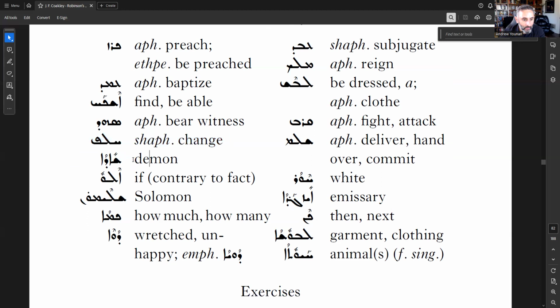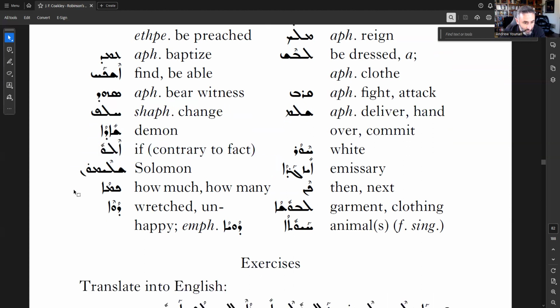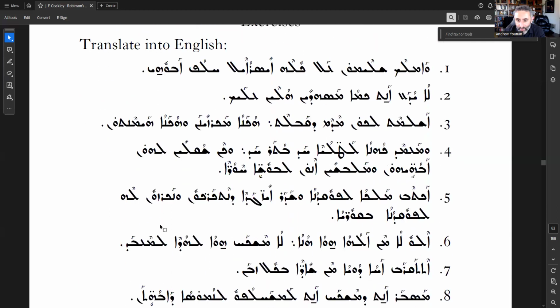Okay. Shedha is a demon. There's another word for demon, dewa. Ilu means if, contrary to fact. So if in fact, but it's not actually, it's a contrafactual. Shlemun, Solomon. Kma means how much or how many. Dawe is wretched. So doyutha is wretchedness. The emphatic is doya. Okay, translated to English.